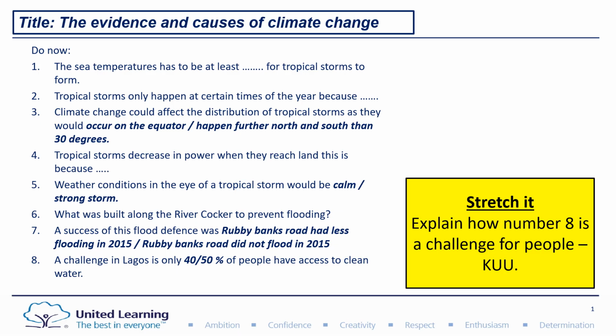Perfect, thank you. Answers: number 1 is 27 degrees. Number 2, this is because the sea temperature only reaches 27 degrees during the summer months. Number 3 is happen further north and south than 30 degrees. Number 4 is because they lose their source of energy, which is the water. Number 5 is calm. Number 6 is a self-raising barrier. Number 7 is Ruby Banks Road did not flood in 2015. And number 8 is 40%.